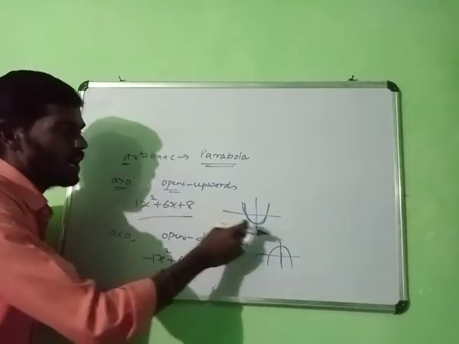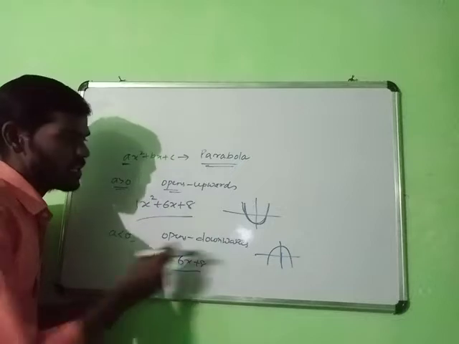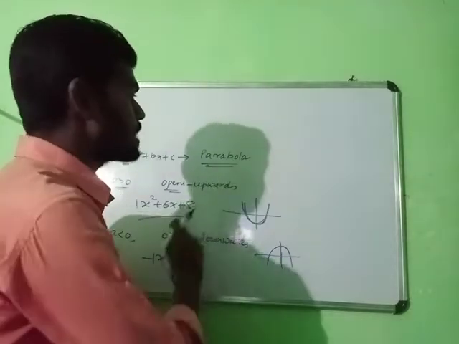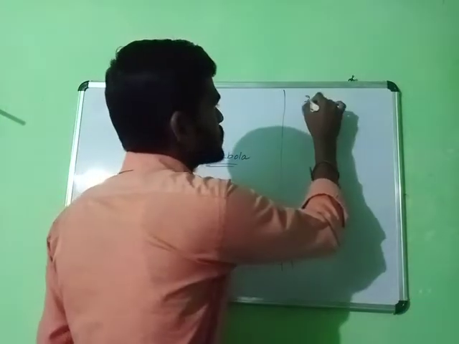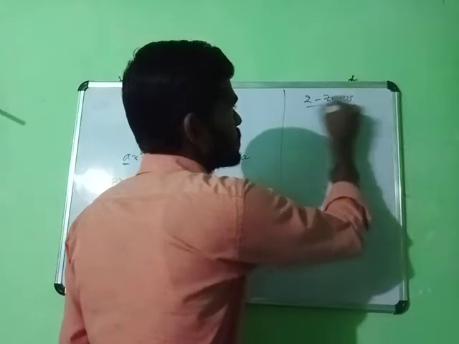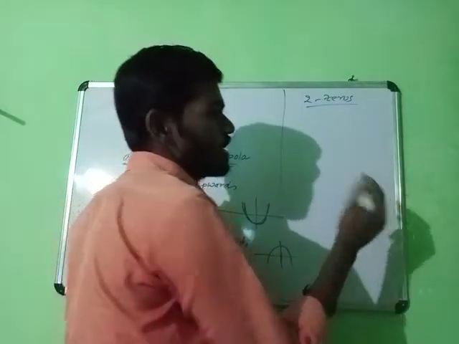For this question, the graph will come like this. For this question, the graph will come like this. Now, quadratic polynomial means how many zeros? 2 zeros.